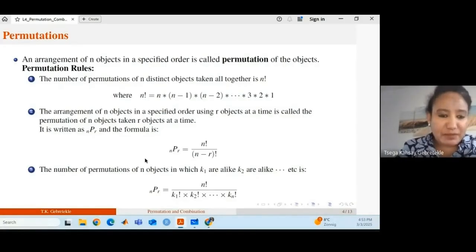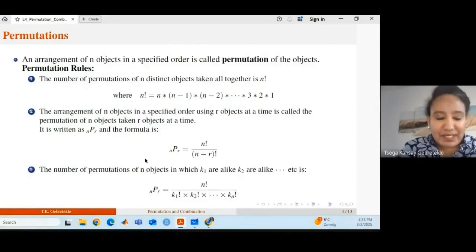The first formula is for the number of permutations of n distinct objects taken all together. It will be n factorial. We will consider examples later. But if we want to arrange n objects in a specified order using r objects at a time, then we use the formula n factorial divided by n minus r factorial.